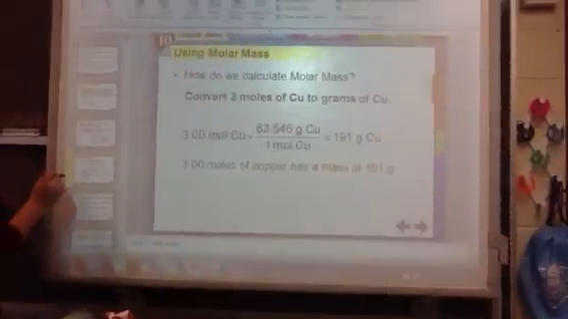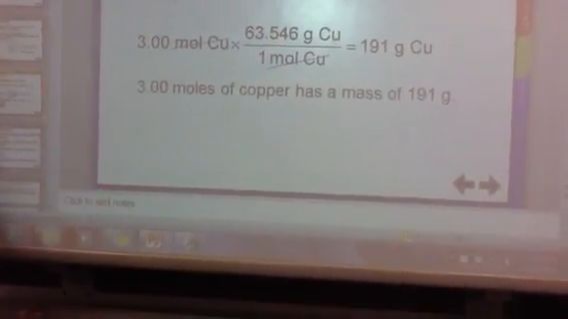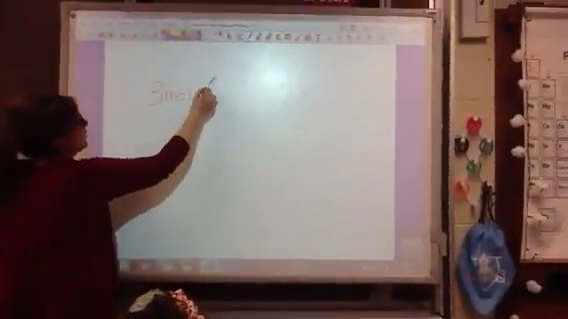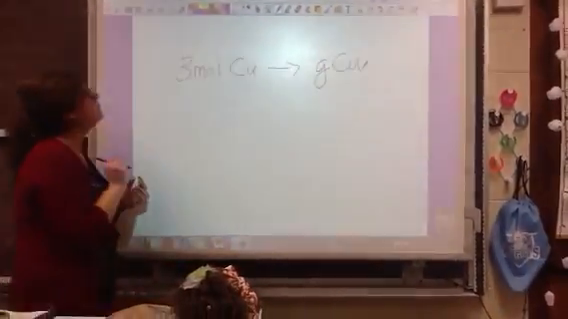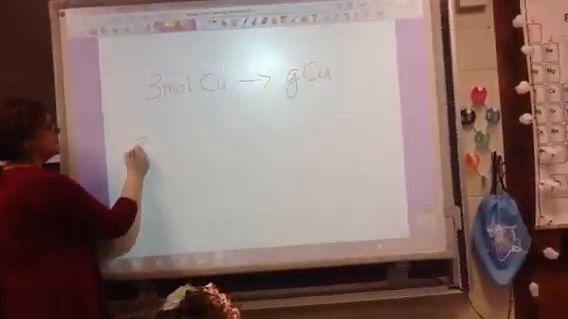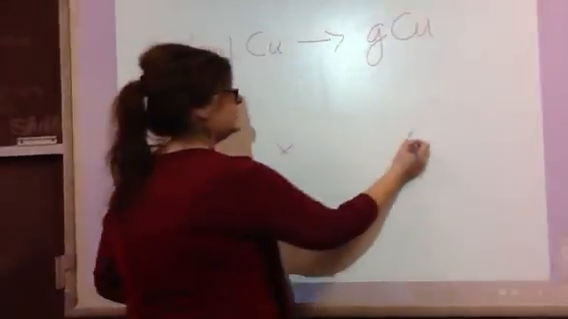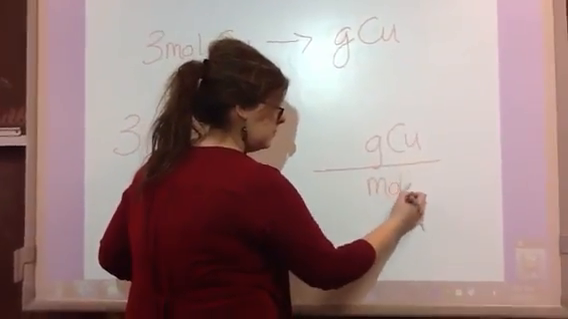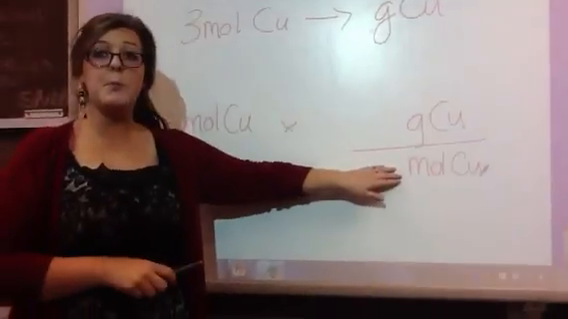Okay, let's look at some problems with these. Convert 3 moles of copper to grams of copper. So I have 3 moles of copper, and I want to convert that to grams of copper. I can use molar mass to do this. I need to get rid of moles. Well, I know that molar mass uses the same units as grams per mole.